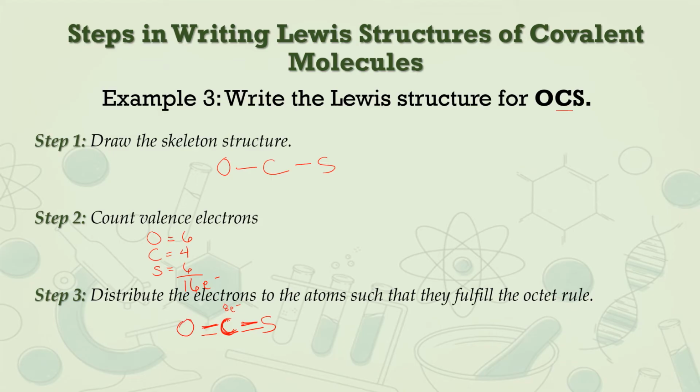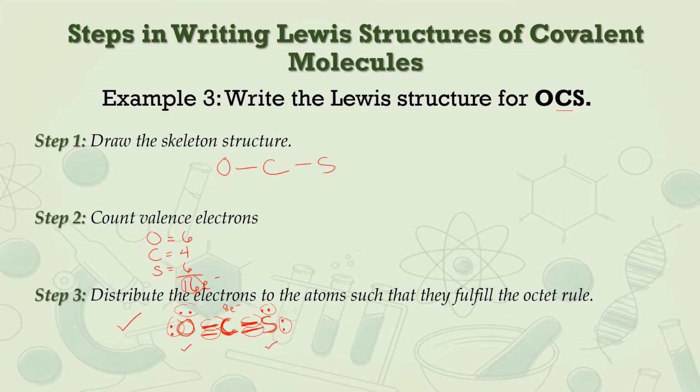Now next is oxygen in here. As you can see, it has 2, 4 because it's sharing with carbon. 2, 4, 5, 6, 7, 8. So oxygen is already stable. For sulfur, it has 2, 4, 5, 6, 7, and 8. Sulfur is already stable. Now let's check if we already put all 16 electrons. So we have 2, 4, 6, 8, 10, 12, 14, 16. Therefore, this is already correct.